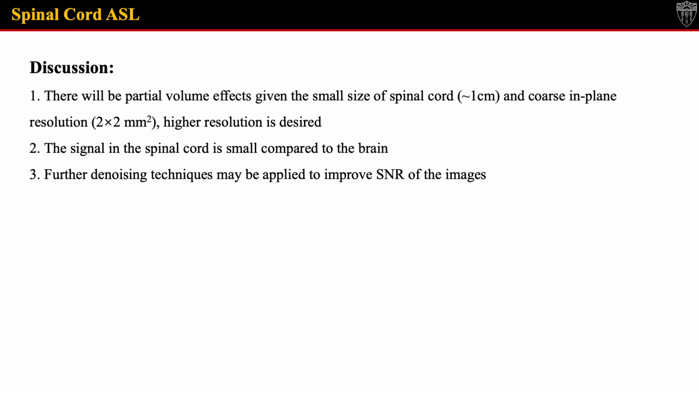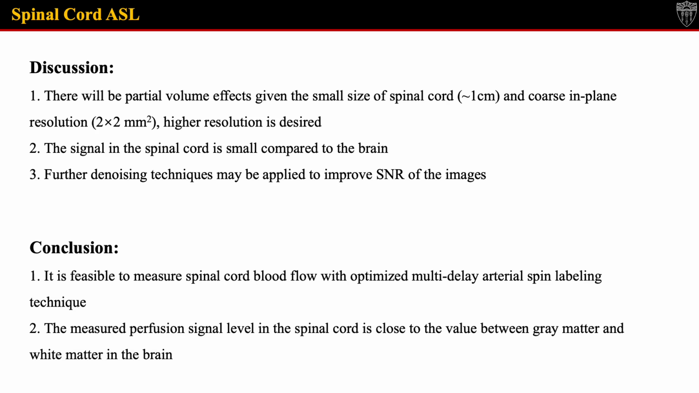In this study, there are still some improvements that need to be made. First, higher resolution is needed given the small size of the spinal cord, and since the signal is low, we want to try some denoising method to improve SNR. In conclusion, it is feasible to measure spinal cord blood flow with optimized multi-delay arterial spin labeling technique, and the measured perfusion signal level in the spinal cord is close to the value between gray and white matter in the brain.